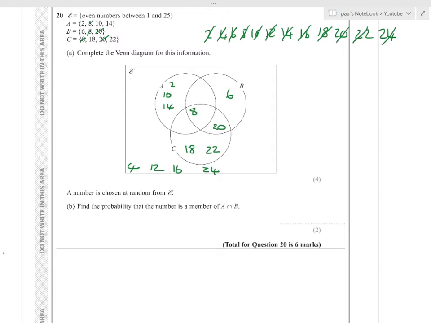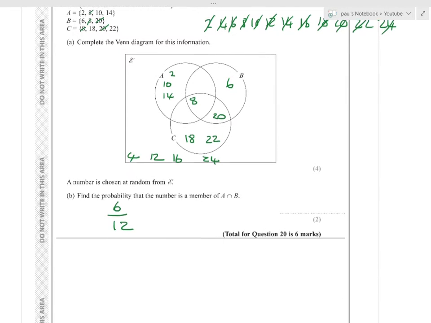So A: 1, 2, 3, 4, 5, 6. So there are 6 numbers, yeah? So it's 6 out of all of them: 1, 2, 3, 4, 5, 6, 7, 8, 9, 10, 11, 12. 6 out of 12. Oh, that was tricky, that one.